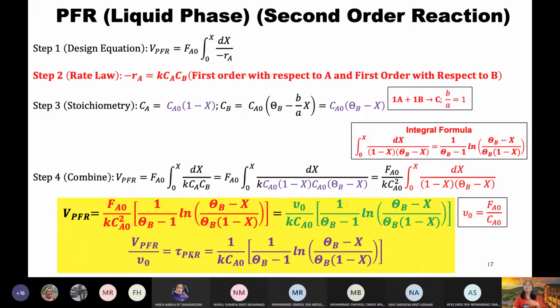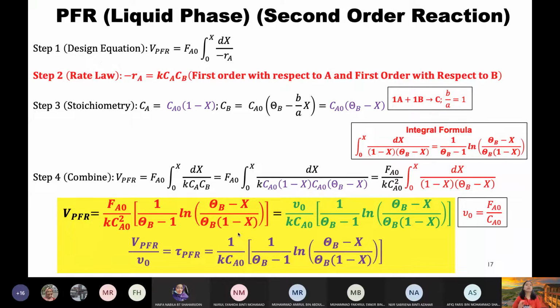So it becomes tau PFR equals 1 per KCA0 in the bracket, the whole solution. So same concept. Why did you get a different volume? Why did you get a different space time? Purely because I changed my rate law. Okay, but all cases are for PFR liquid phase.